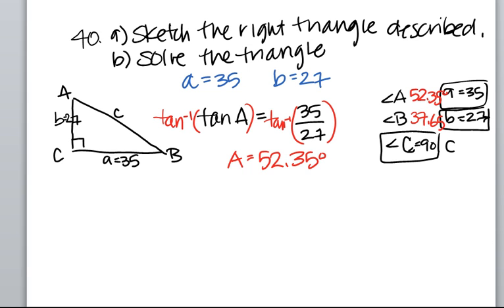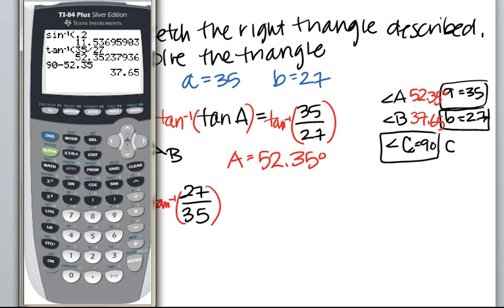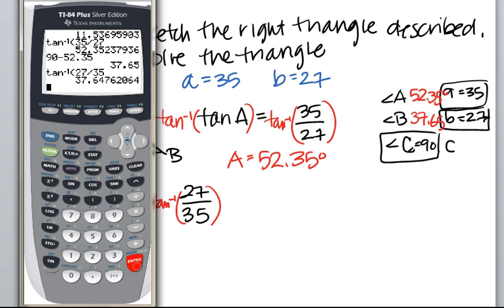Okay, and I could check my answer this way, right? Because now I can say tangent of B is opposite over adjacent, and so that's 27 over 35. And let me tan inverse both sides. Okay, so inverse tan of 27 divided by 35 is also 37.65. Okay, so that tells me that B is 37.65.